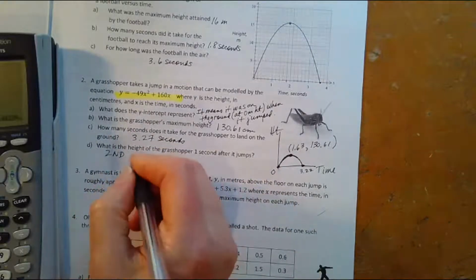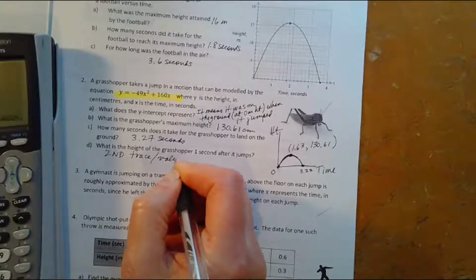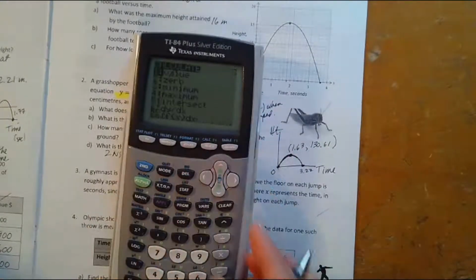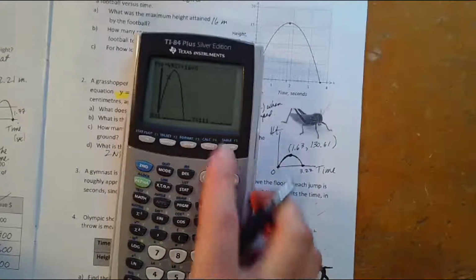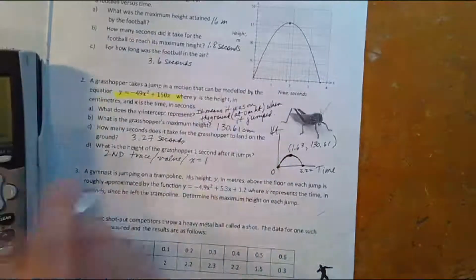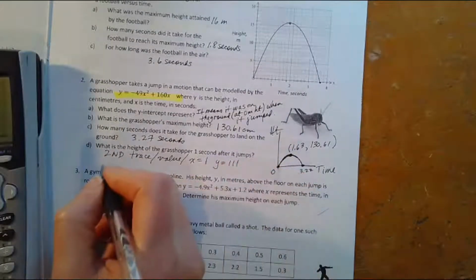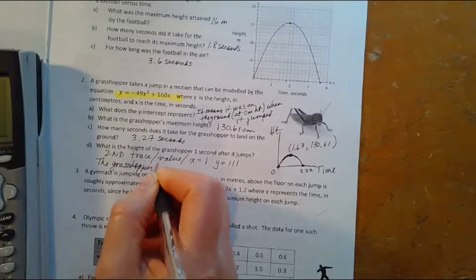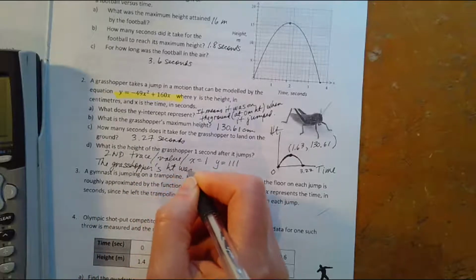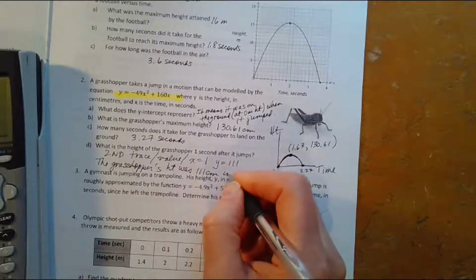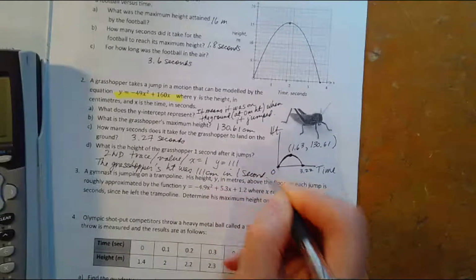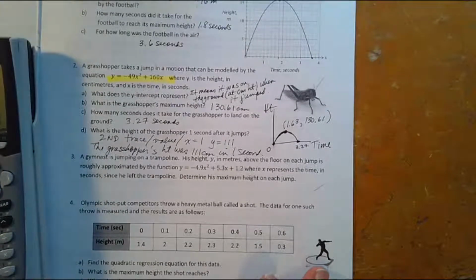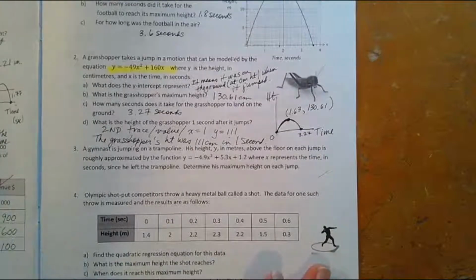Okay, so what is the height of the grasshopper 1 second after it jumps? That's a really easy one. Remember, it's second trace value. X equals 1, and then we figure out how high it was. And it was 111 centimeters. So the grasshopper height was 111 centimeters in 1 second. So that's old stuff that we learned at the very beginning, but it's hard maybe to remember the old stuff because something new seems to come up every day.